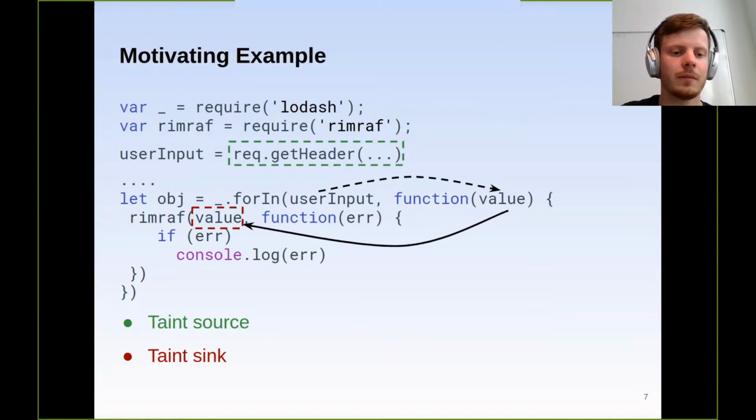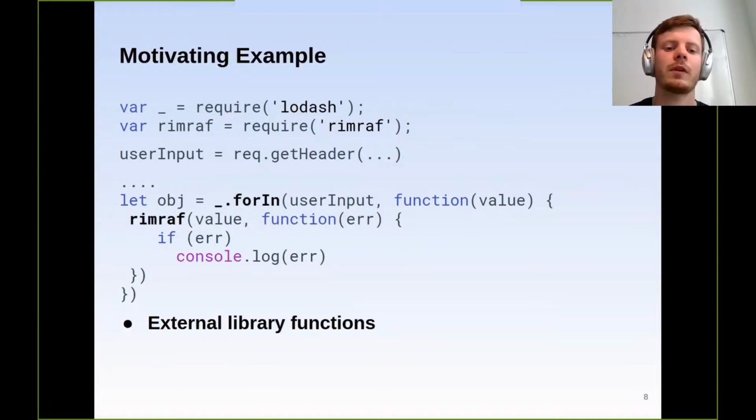All right, so this example uses two methods that come from external libraries: the forIn method from the Lodash library, and the rimraf function from the rimraf library. So for modular taint analysis to detect this vulnerability, it requires two pieces of information about these external modules. So first, it has to know that the property values of userInput flow into the value parameter of the callback function.